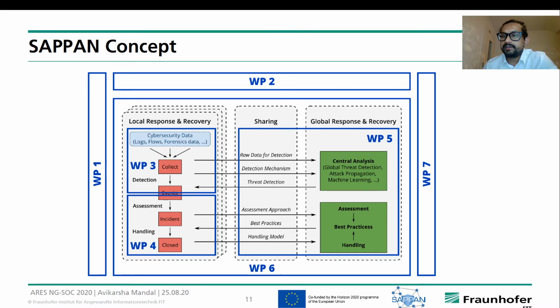And how are the work packages related here? Work packages 1 and 7 are mainly consortium management and exploitation and dissemination work packages, whereas work package 2 is related to use cases and requirements. Work package 3 is related to the massive data acquisition and detection at the local level. Work package 4 considers response and recovery actions and automation, and standardization and formalization of different playbooks. Work package 5 considers threat detection in a federated fashion, and also sharing response and recovery actions. Work package 6 considers the SAPPAN demonstrator, and also the visualization of the SAPPAN demonstrator. And note that each work package also includes a visualization task.